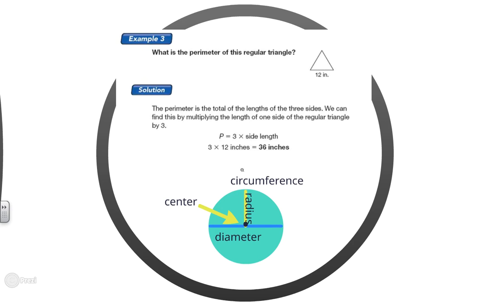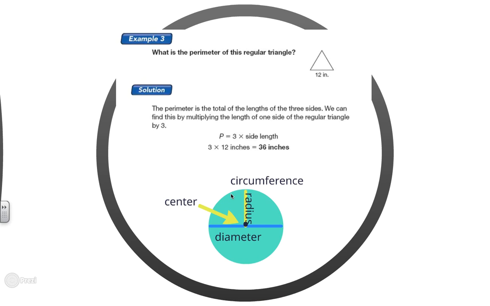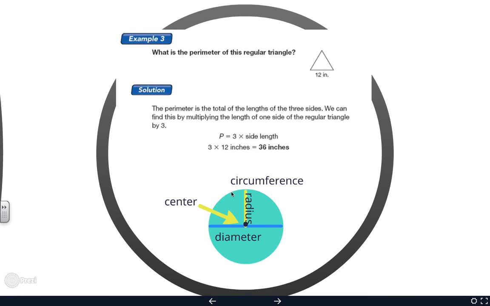Now, I want to show you this diagram here, which has nothing to do with example number 3, but it's for circles. A circle is a smooth curve. There are no straight angles here in a circle. But the length of the curve, which is the distance around the circle, is called the circumference. So the perimeter of a circle is what you call the circumference.